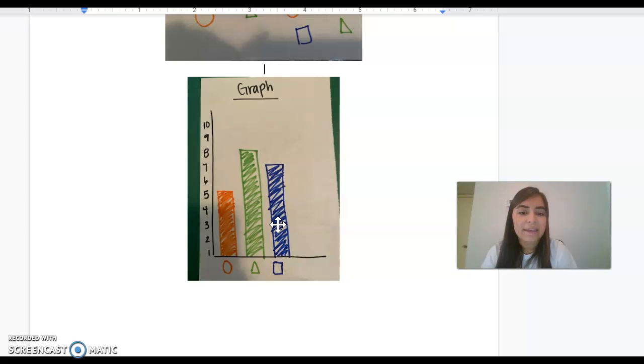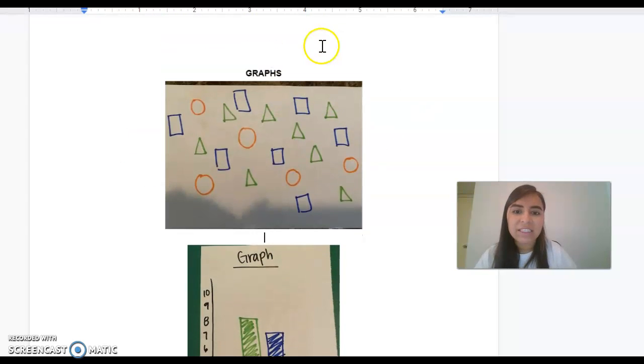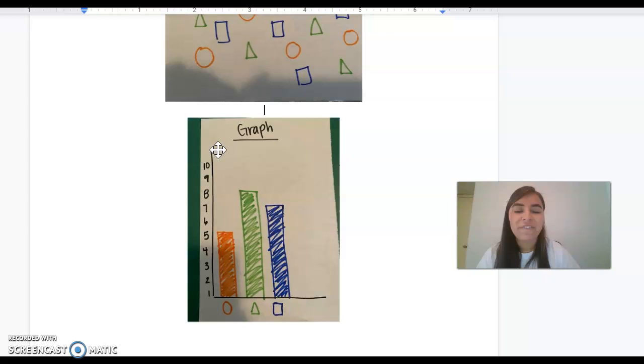And I notice that the squares is in between both the circles and the triangles. So you can use a bar graph or any sort of graph to compare the information that you have and organize it. Because if I look at this picture of shapes, I just see a lot of stuff, right? A lot of items, a lot of shapes. But if I organize it, I can see how many of each I have. And it's better to read it and it's better to understand it.